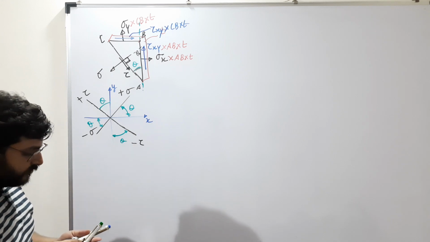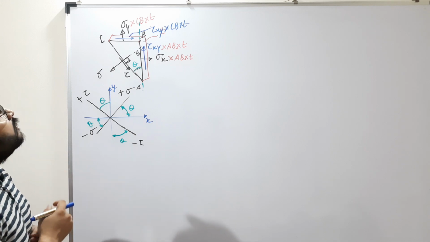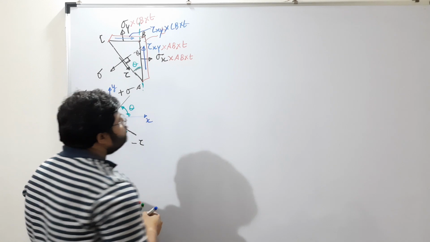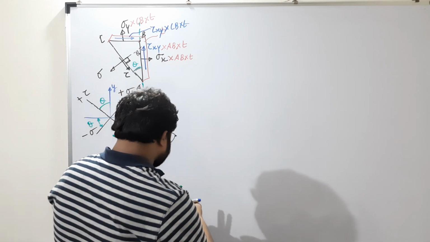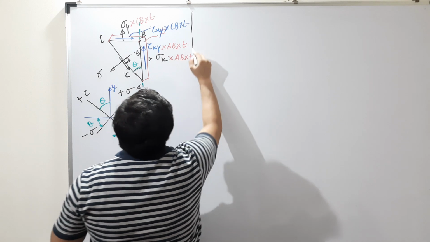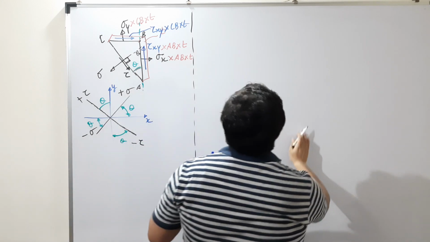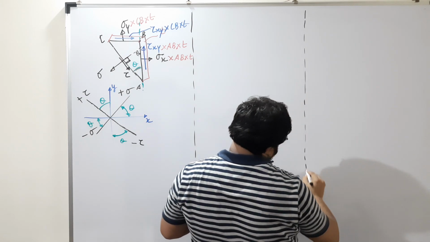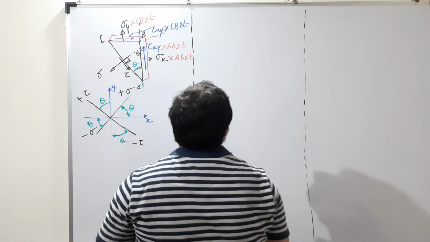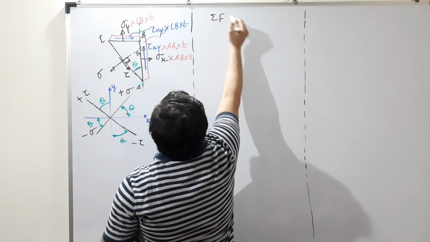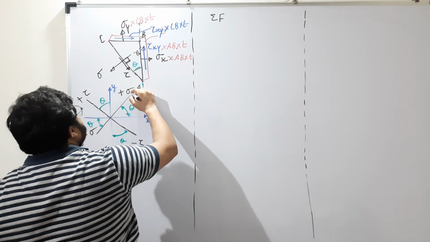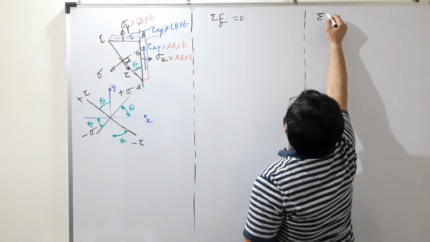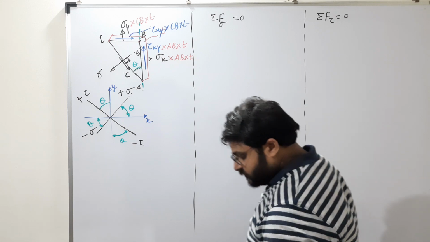Now it's easy for us to take components, but I am going to take components along two directions simultaneously. You will see what is the importance and what is the benefit of that. Now first equation I am going to write summation of forces along, let us take, this is normal axis or sigma axis, equals 0, and here I will write summation of forces along tau axis is equals to 0.